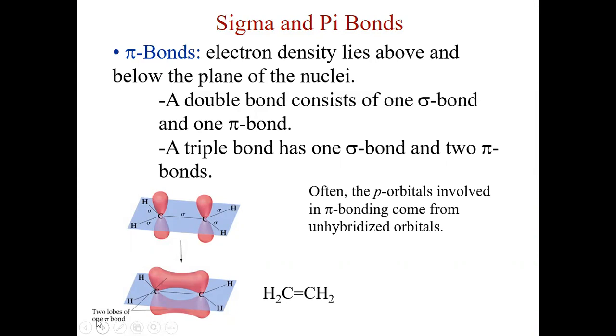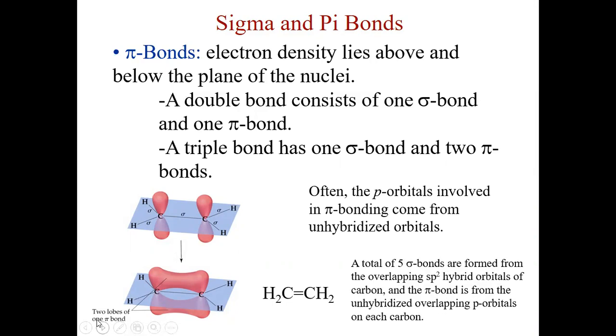So often the p orbitals are involved in the pi bonding, and they come from unhybridized orbitals. So in this molecule C2H4, we have 5 sigma bonds that are formed from the overlapping of the sp2 hybrid orbitals on carbon, and the pi bond is formed from the unhybridized overlapping of the p orbitals on each carbon.